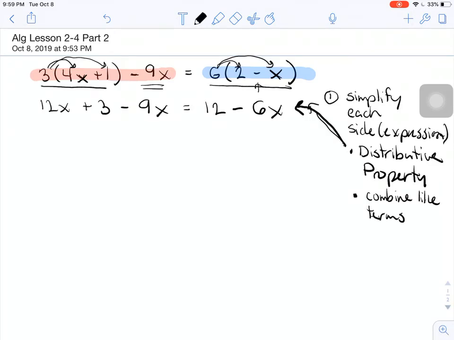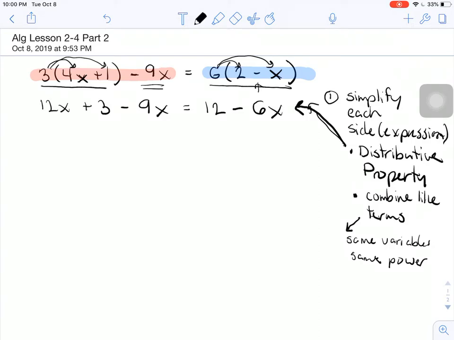So as a reminder, things that are like terms need to have the same variables in order to be combined, and the same power with those variables. We don't need to worry so much about powers here because we don't have any exponents in this equation, but we do need to look for things with the same variables.